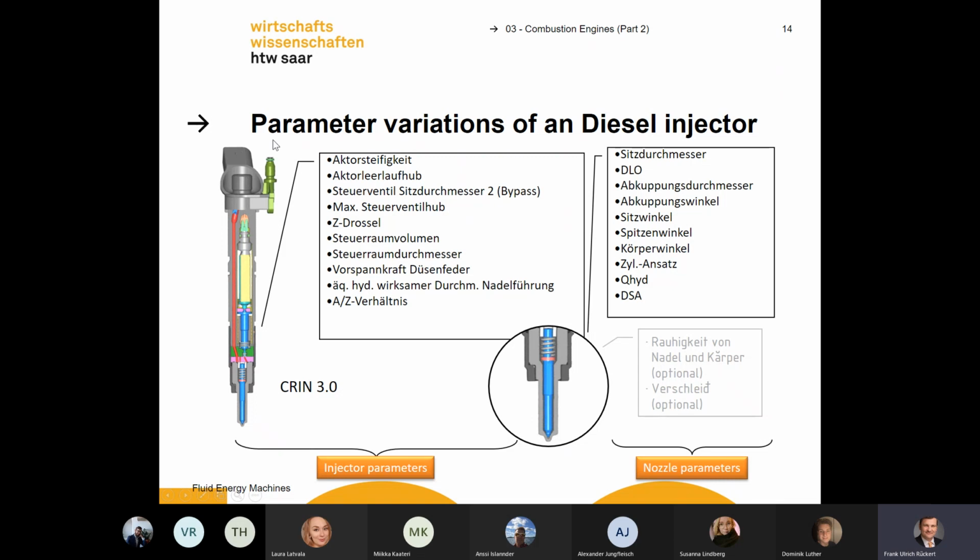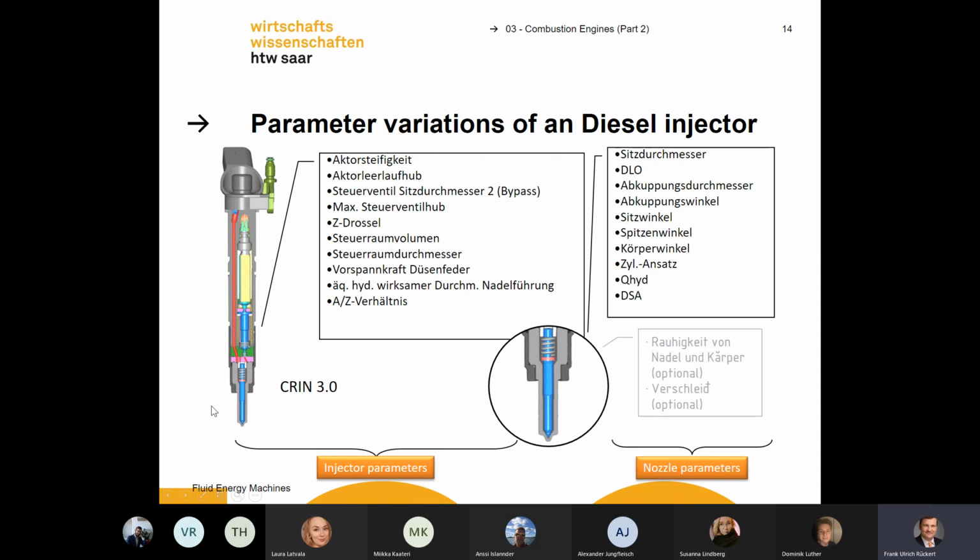Here the diesel will be inserted, and here you have a piezo stack. The piezo stack opens a valve here, and then the diesel can be injected. Here you see the needle, and the needle opens if you have a high pressure here, and then the valve opens. The needle will be pushed upwards. Here the holes will be opened, and you get injection of the diesel.